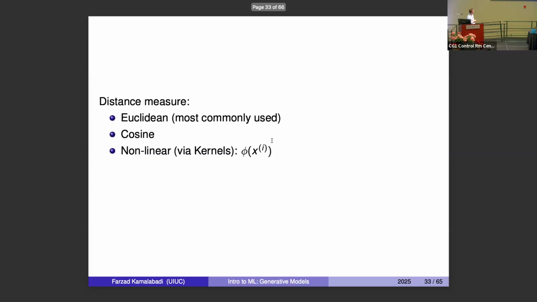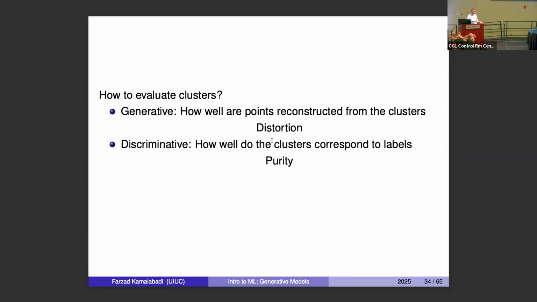The distance measure that I showed you was the Euclidean one, most commonly used, but it is also possible to use other ones. The third one, the last one, which is a nonlinear distance measure, is based on kernels. So you define these general functions phi of your data, x. In other words, a transformation into a different function space, and then performing that distance metric, the Euclidean one.